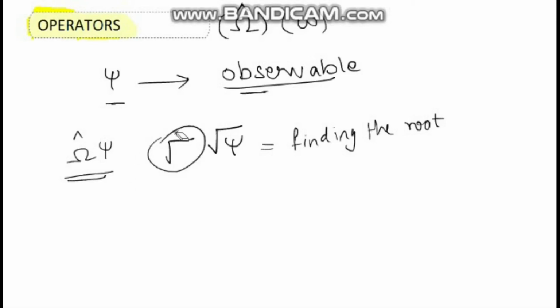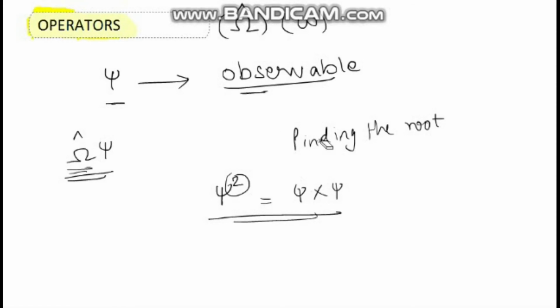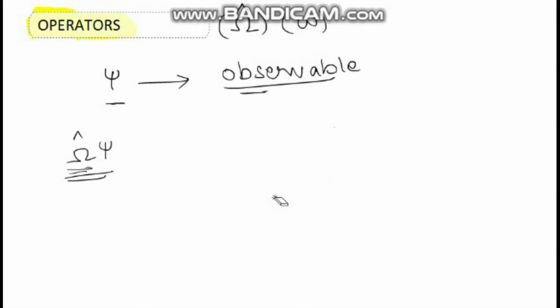We have certain symbols for that. Similarly, this right here is also an operator. We are operating on psi, and it means to multiply psi with psi. That is what the operation means.